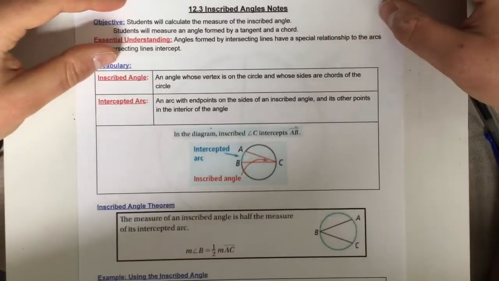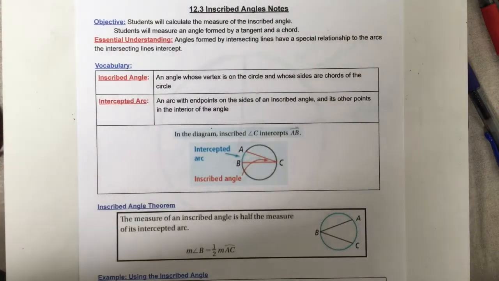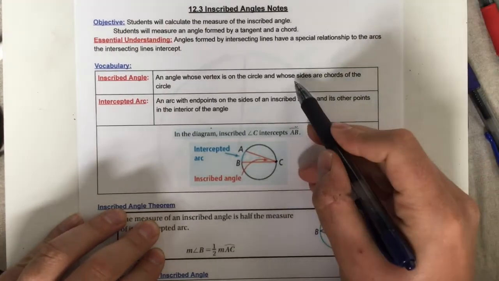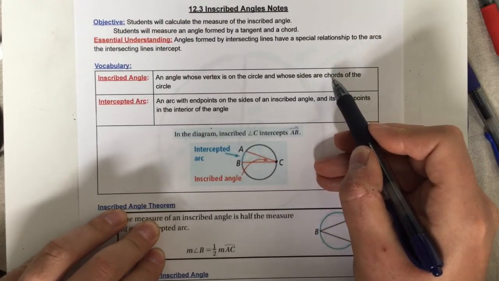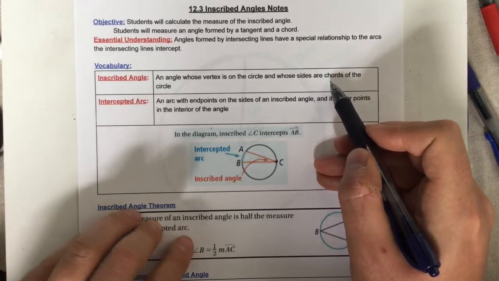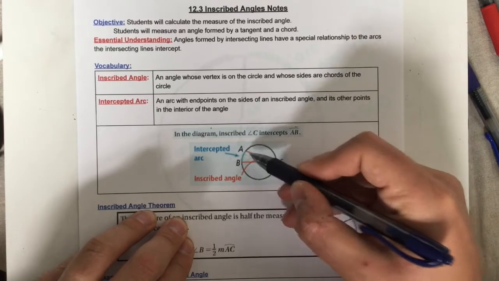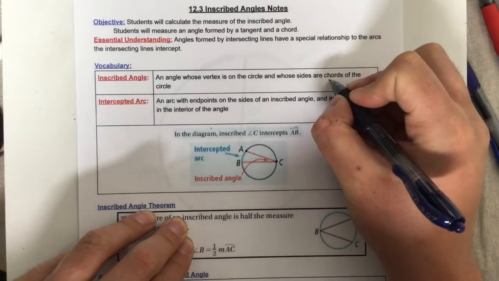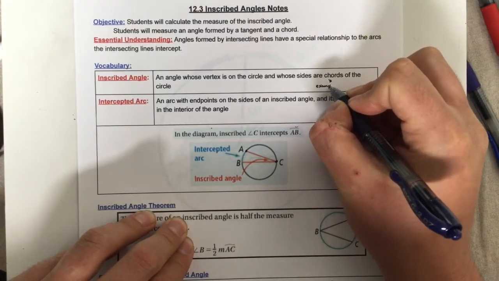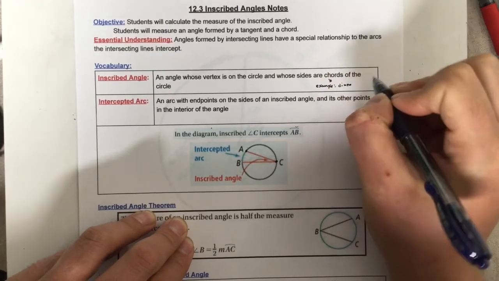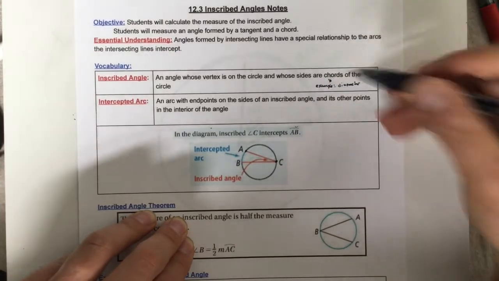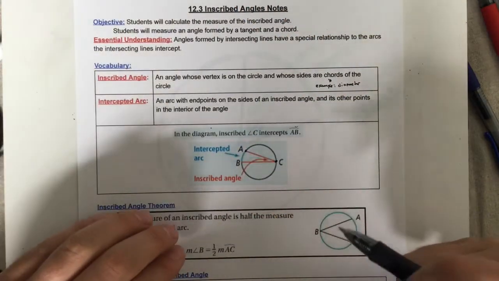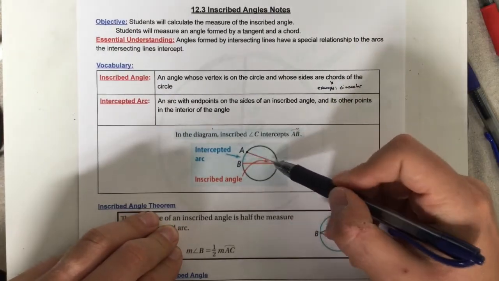An inscribed angle is an angle whose vertex is on the circle. Here you can see that this point C is on the circle, and its sides are chords of the circle. If you don't know what a chord is, it's a line that intersects a circle at 2 points, as you can see here, A and C. A common chord that we use all the time would be a diameter. A diameter is a type of chord because it goes through the center of the circle. It just happens to go through the exact middle, but it is still a chord. So this is still a chord even though it's not going through the middle.